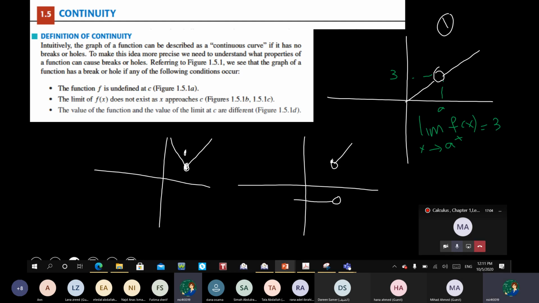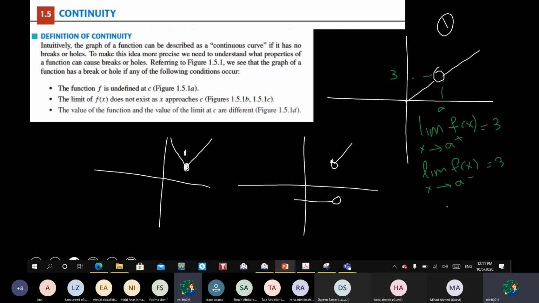And when x approaches a from the left, it's 3 also. What about f of a? Is it defined here? It's not defined. I told you that if I want to find f of a, I have to choose the closed circle. So here it's not defined.